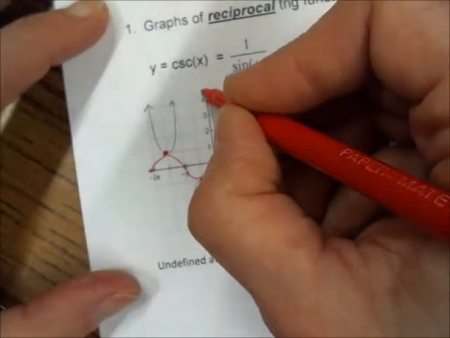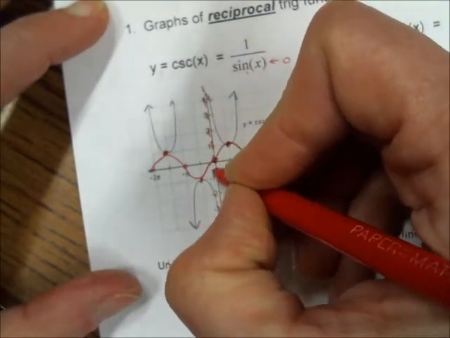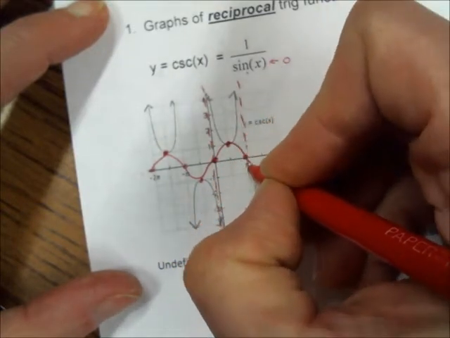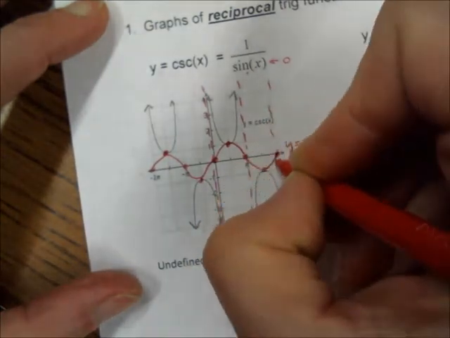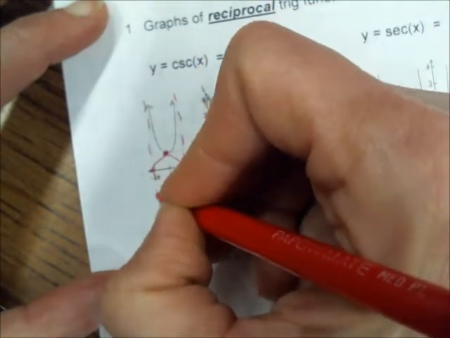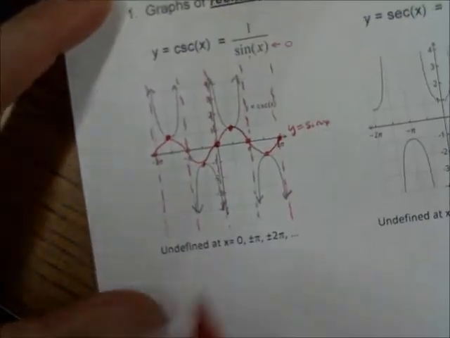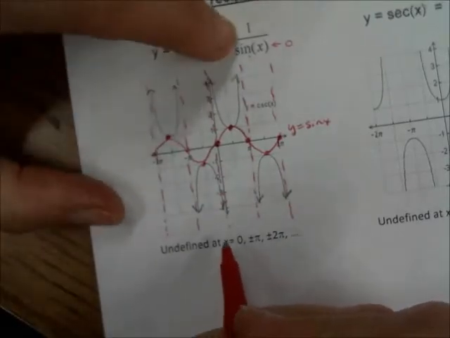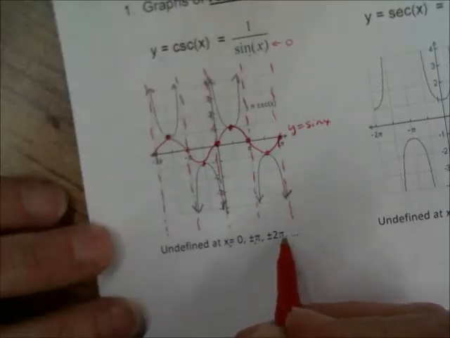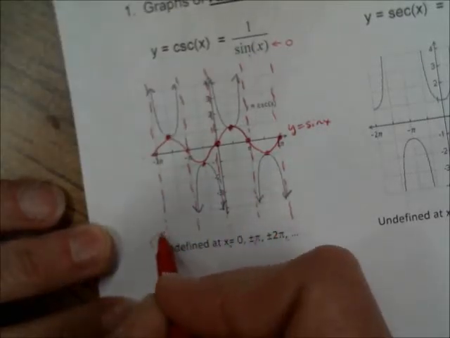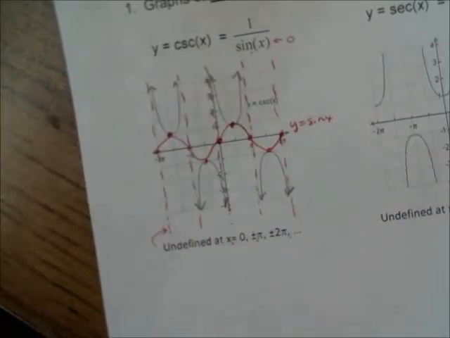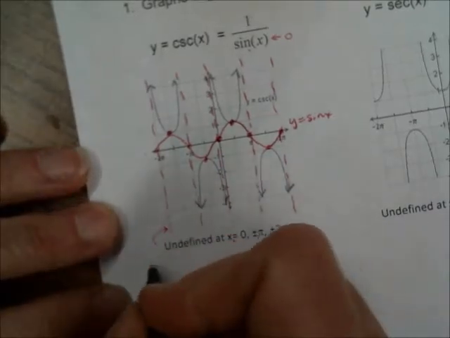And what we're going to do is put in vertical asymptotes. So just put in dotted lines here, wherever the sine function goes to the x-axis. There are actually 5 vertical asymptotes. And down here it says it's undefined at x equals 0 because the sine of 0 is 0, and the sine of pi is 0, and the sine of 2 pi is equal to 0. So all these dotted lines are where they're undefined. And so what I'd like you to do is write in what they're really called. They're really called vertical asymptotes, these dotted lines.